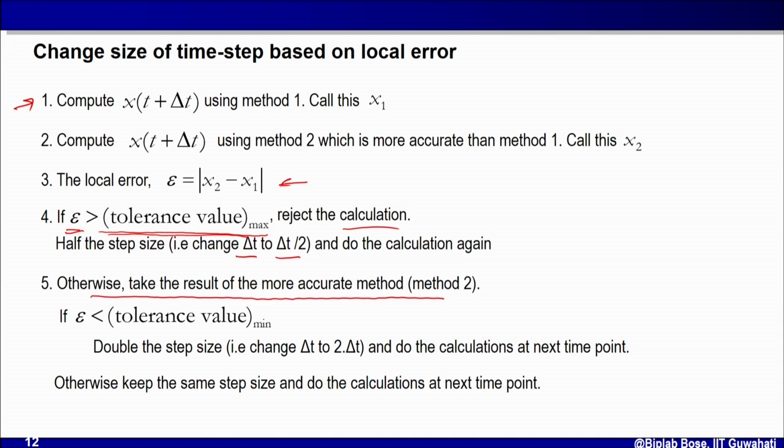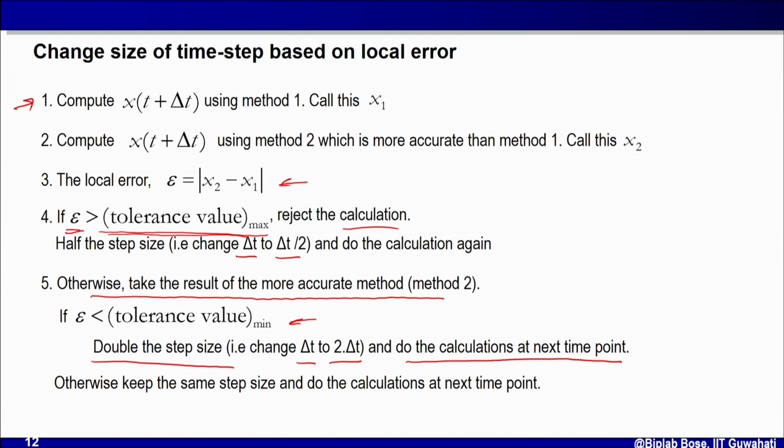Now, if the error is less than the minimum value of tolerance that you will allow, what do you do? You increase the time step, because you have realized that the delta t that you are using is giving you a very accurate result. So why don't I increase delta t slightly and see whether that will still allow me to work in a reduced error way. So what you are doing here, you double the step size from delta t to 2 delta t and do the calculation for the next time point. Otherwise, you maintain that delta t as the same value.